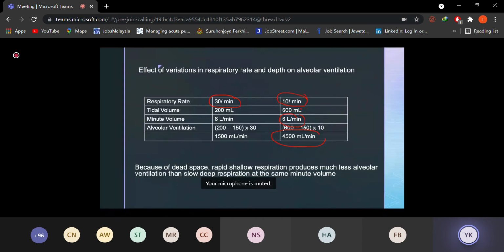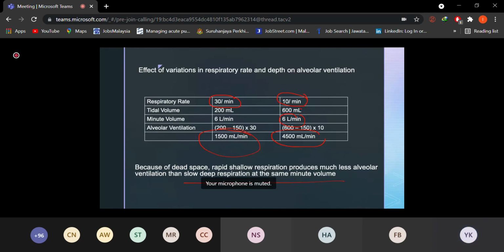But in exercise, your respiratory rate is increased. Remember, your tidal volume will be reduced because it's a short breathing. When you are exercising, you have a very fast respiratory rate, but the tidal volume will get less, so your alveolar ventilation will get less. Because of the dead space, rapid shallow respiration produces much less alveolar ventilation than slow deep respiration at the same minute volume.